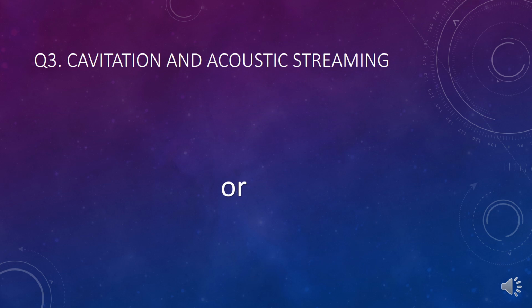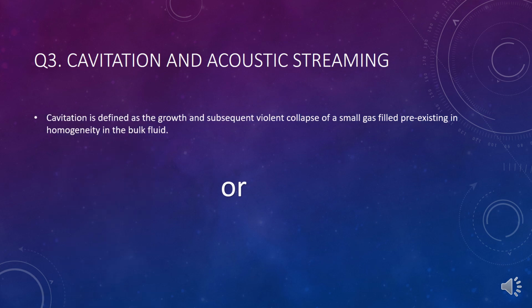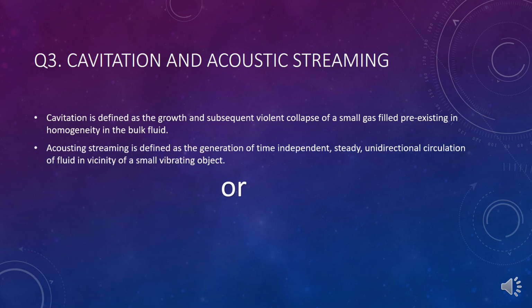Cavitation or acoustic streaming. Cavitation is defined as the growth and subsequent violent collapse of a small gas-filled pre-existing inhomogeneity in the bulk fluid, and acoustic streaming is defined as the generation of time-independent, steady unidirectional circulation of fluid in the vicinity of a small vibrating object.